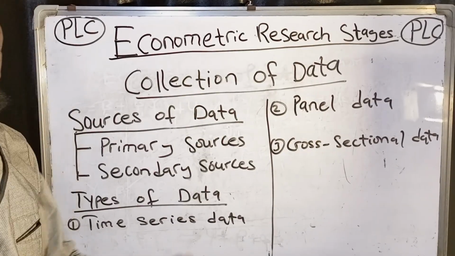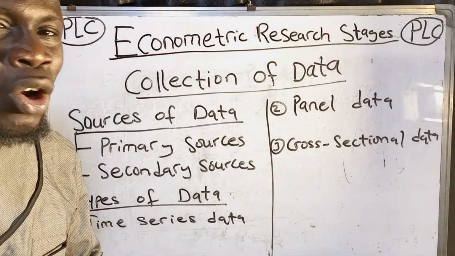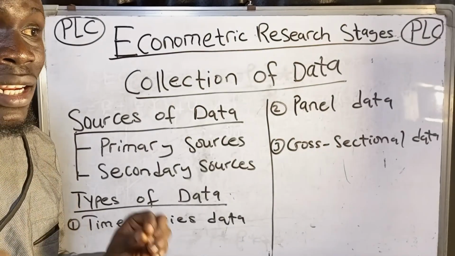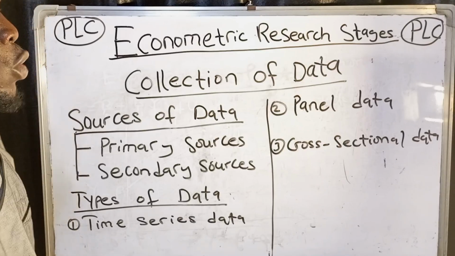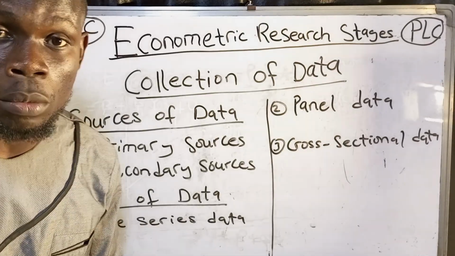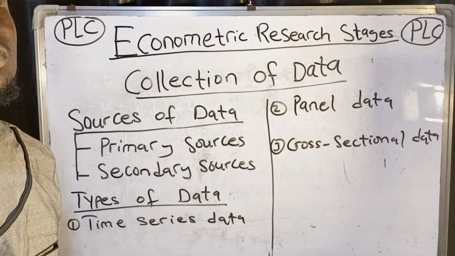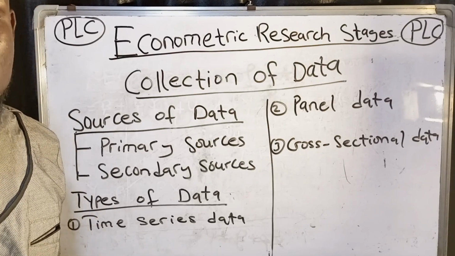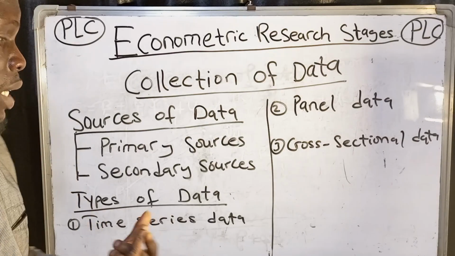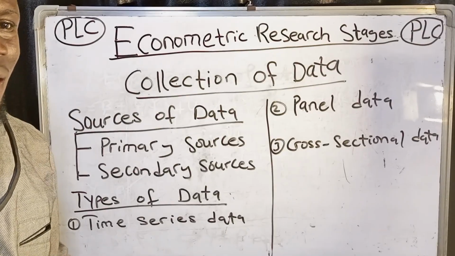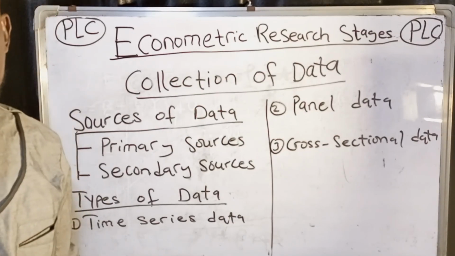Time series data is data in respect to a variable across a long period of time. That is data about an economic variable over a long period of time. You can collect data on income, that is disposable income, let's say from 1990 to 2022. That is time series data. It is data about an economic variable, which is the disposable income, over a long period of time, across different points in time.